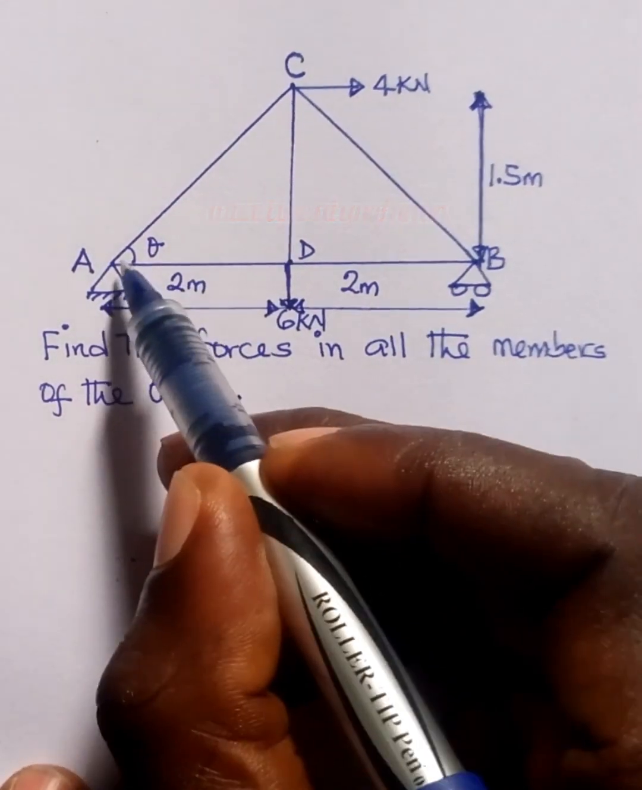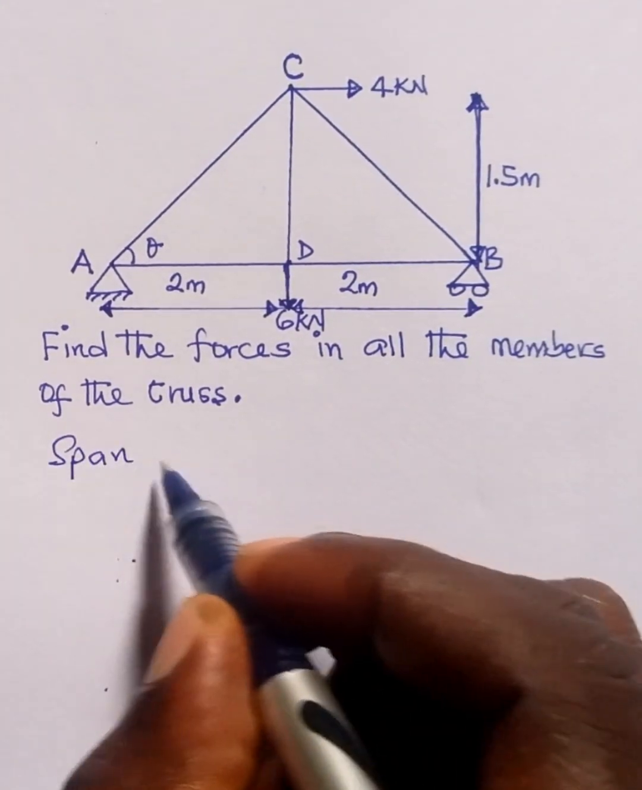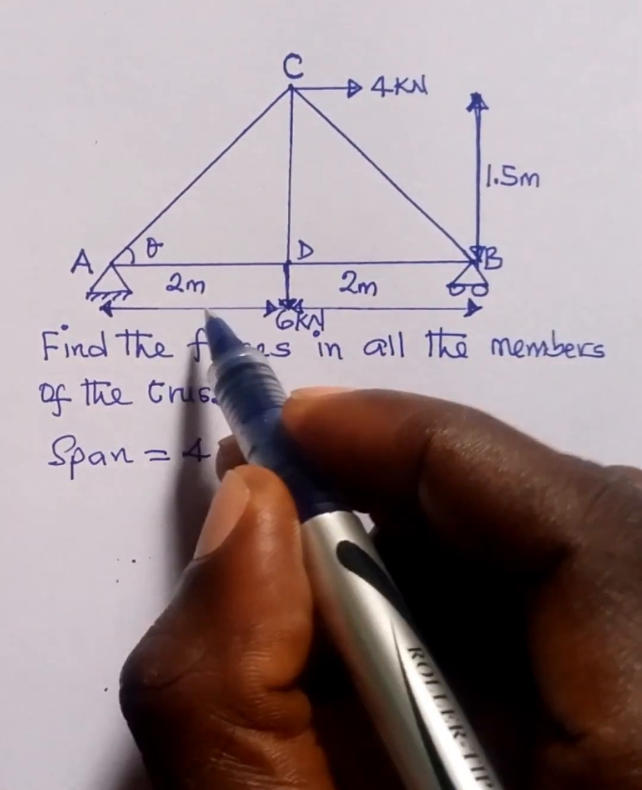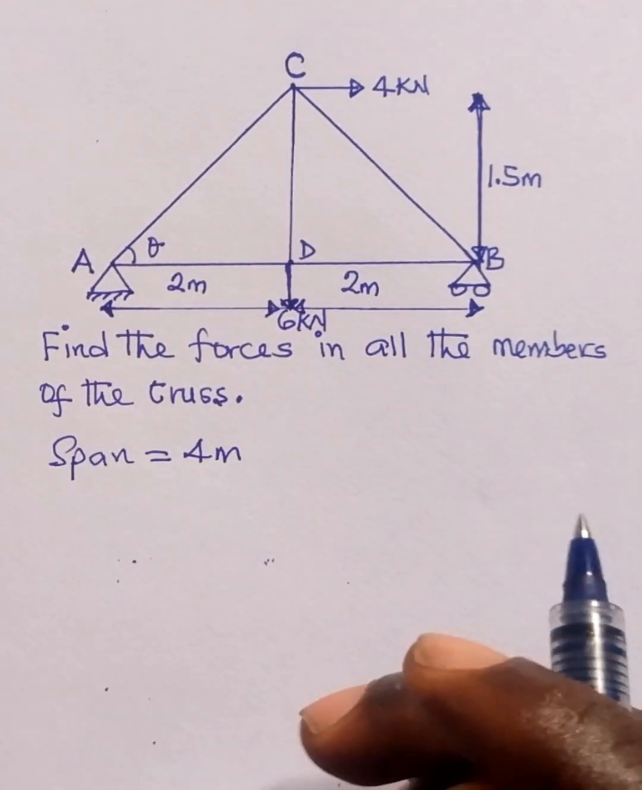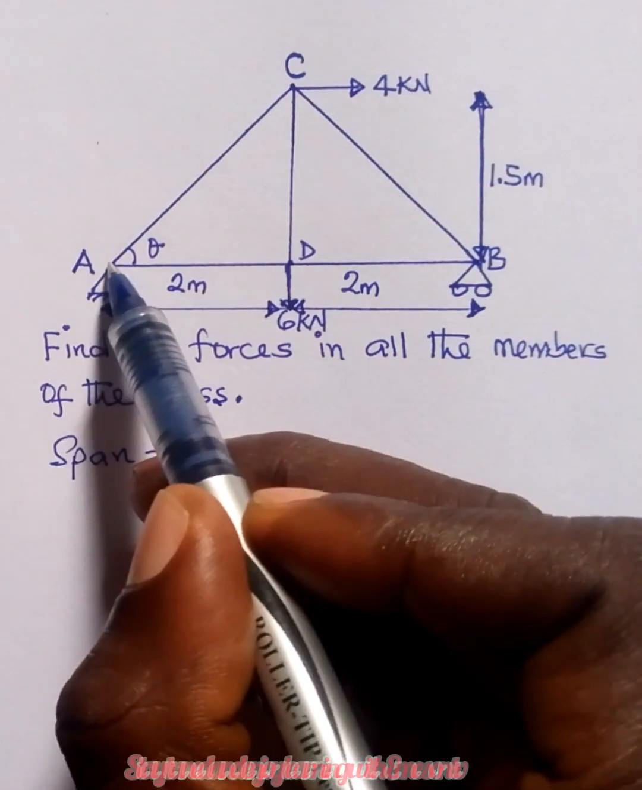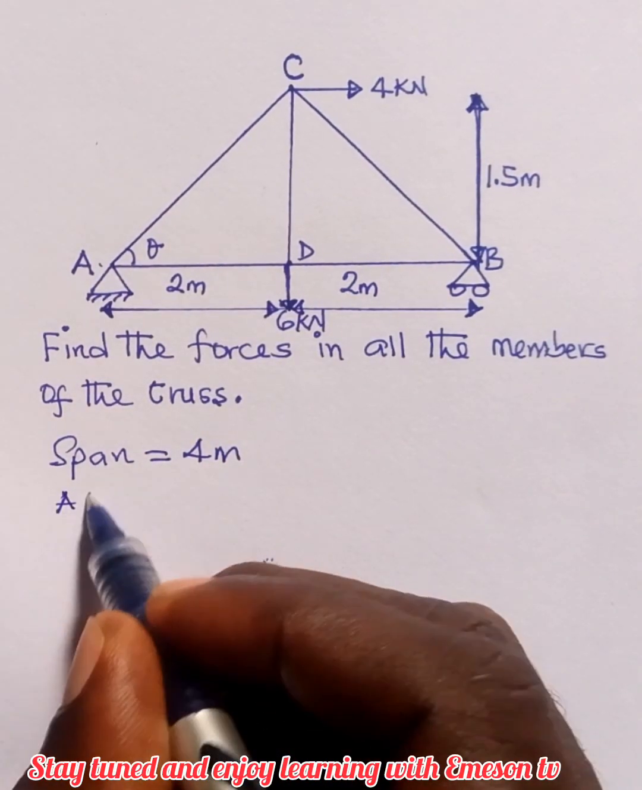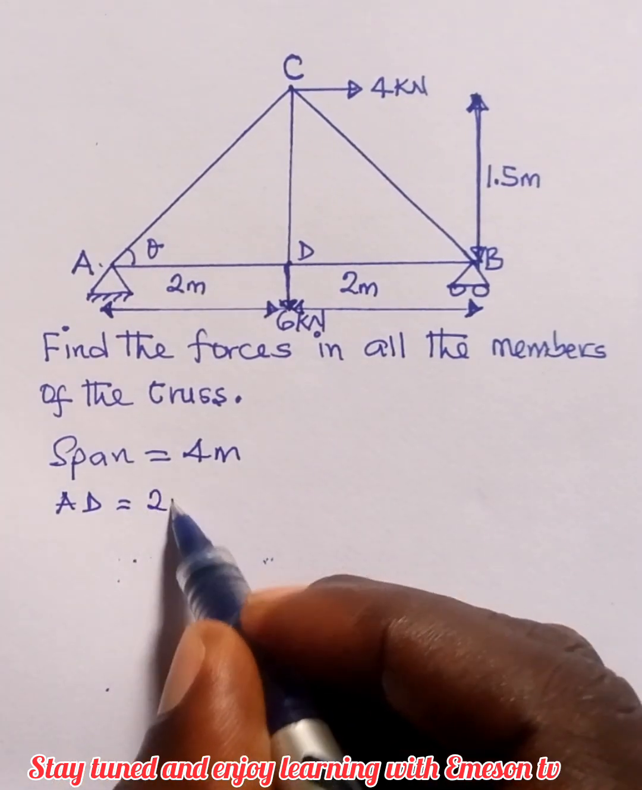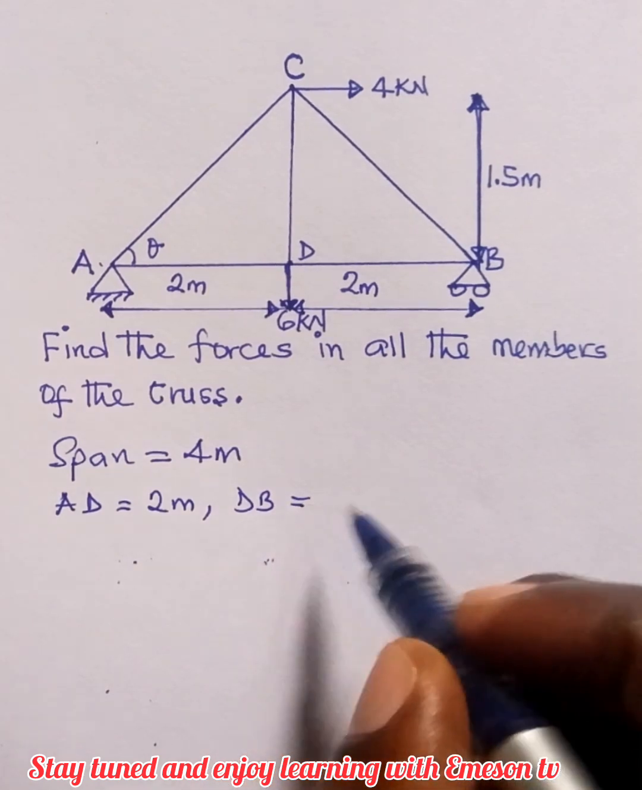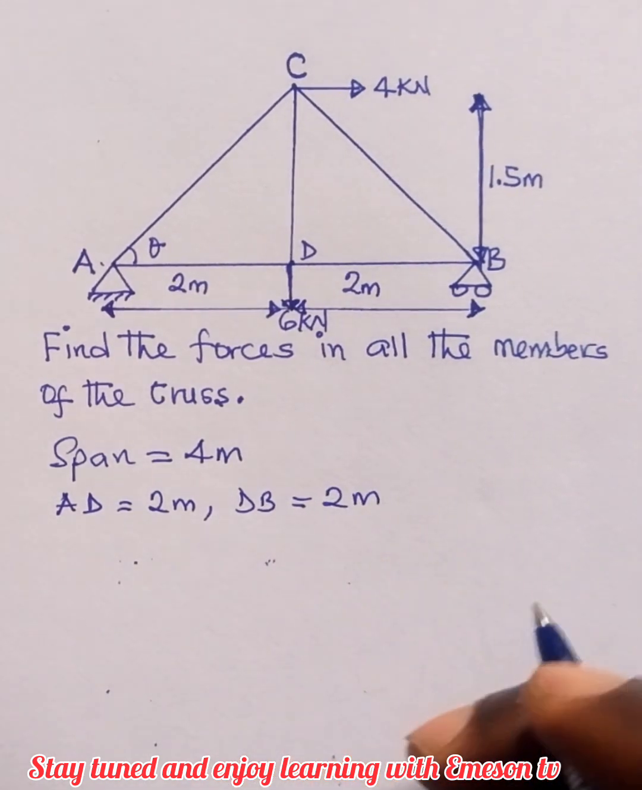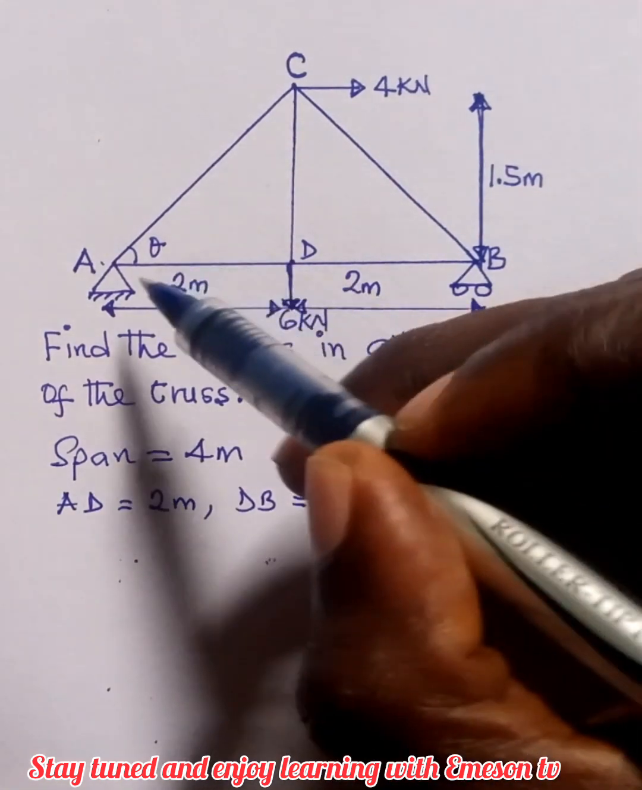First of all, consider the span from this point to this point. The span is 4 meters, addition of this and this. Having done that, now you can split it into this form, AD and DB. What is AD? Length AD is 2 meters and length DB is what? 2 meters.